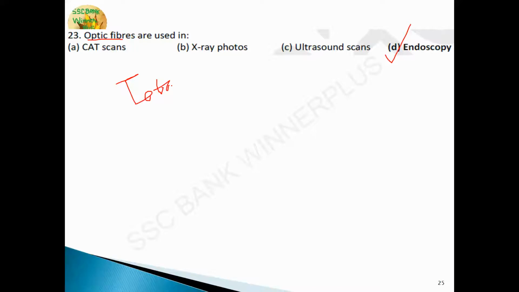Some other applications of total internal reflection are the reflectors that we use in vehicles, and the binocular is another application. So all these are applications of total internal reflection. Okay. So in endoscopy we use fiber optic communication, that is, optical fiber.